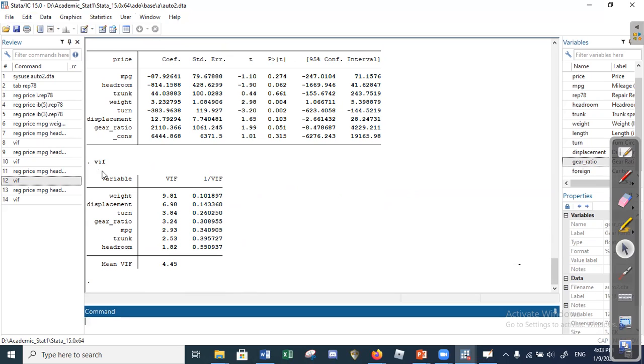So VIF is the approach used for detection of multicollinearity, and I have discussed one remedy with you today, which is dropping the highly collinear variable. Remember, dropping the highly collinear variable is just one particular solution, one particular remedy. This may not always be an ideal remedy. In many cases, the researcher would not like to drop variables, right?